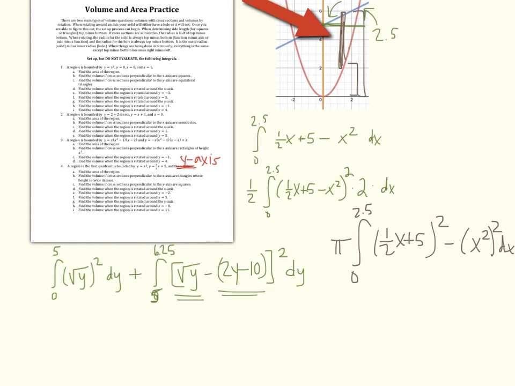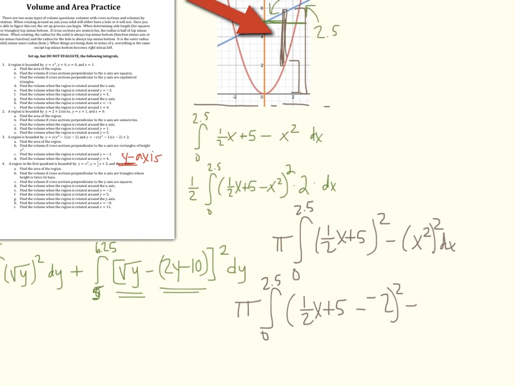Alright, when you're rotating around y equals -2, that's below. So it should be the same setup. Top minus -2, right? Minus x squared minus -2. Now we want to rotate around 5.